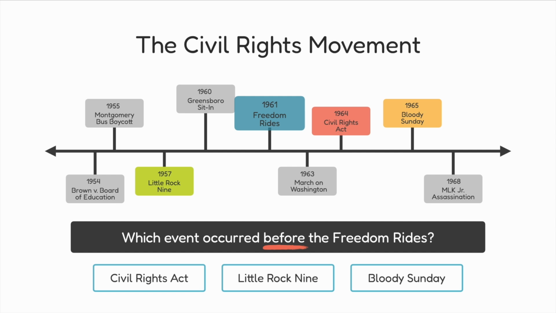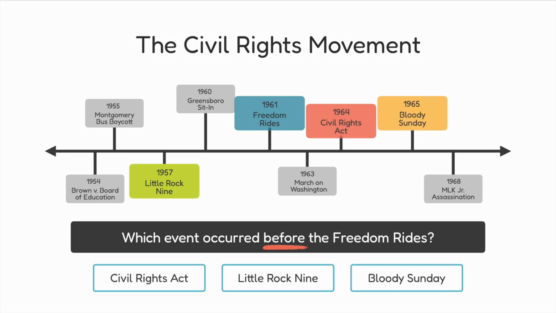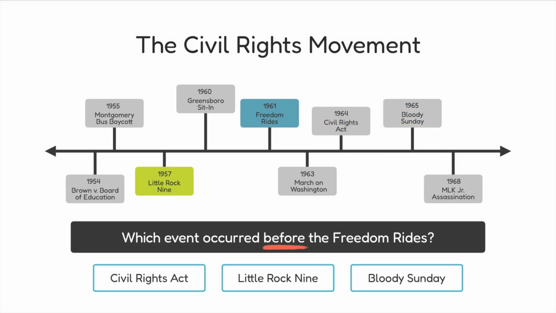Of our three choices, the Little Rock 9 is to the left of the Freedom Rides, which means it happened earlier in time. Both the Civil Rights Act and Bloody Sunday are to the right of Freedom Rides, which means they happened later in time. So during the Civil Rights Movement, the Little Rock 9 occurred before the Freedom Rides. Good job. Time for one more example.